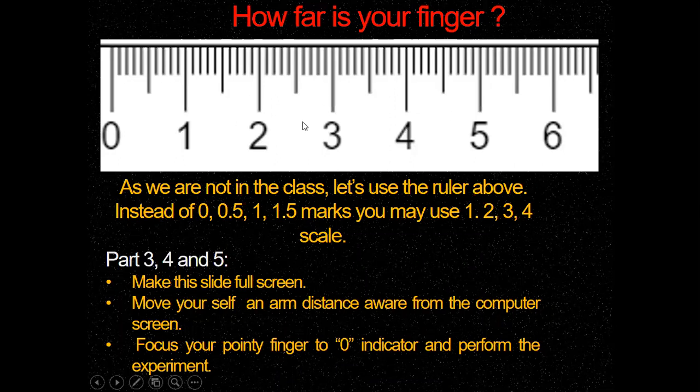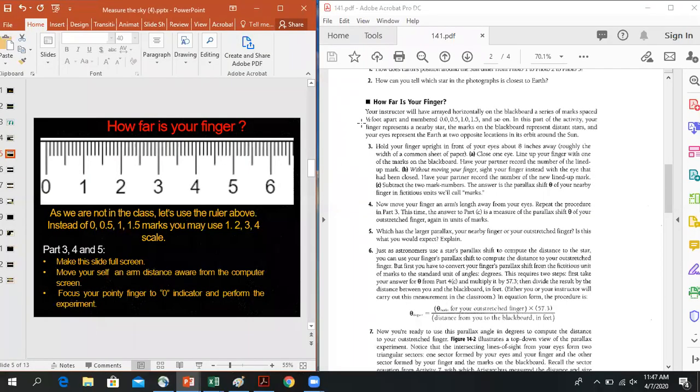And then, okay, so this is on your computer screen. Maybe you have to stand up from your seat and keep your computer screen arm distance away from you. It's okay if it is a little further away. You need to be at least arm distance away from the computer screen to perform this part of the experiment.